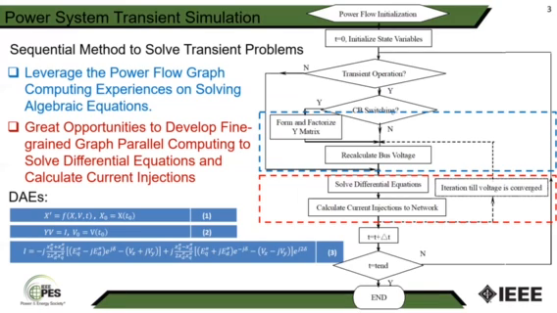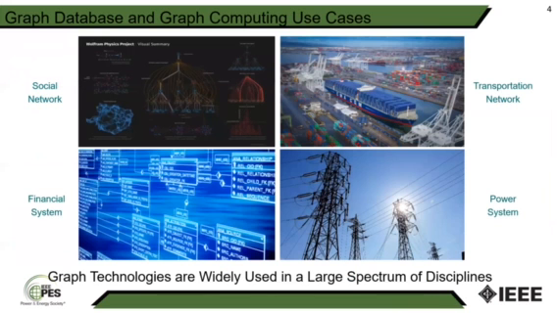Before I talk about how to use graph computing to solve transient problems, I wanted to spend a few minutes using the following couple of slides to talk about the graph database. Graph database and graph computing are widely used in a large spectrum of disciplines, covering social networks in the IT industry, transportation networks, financial systems, and power systems.